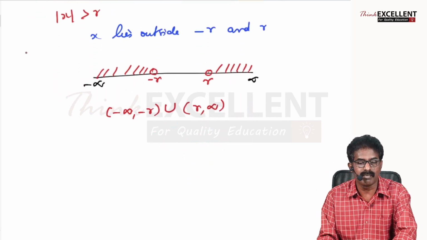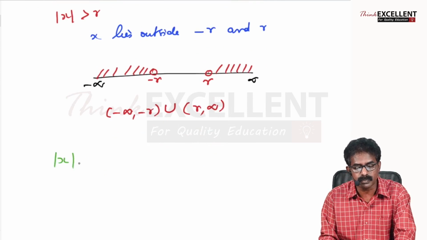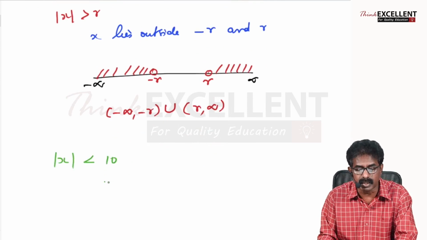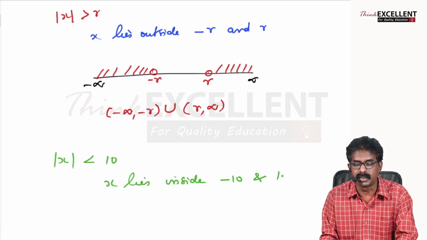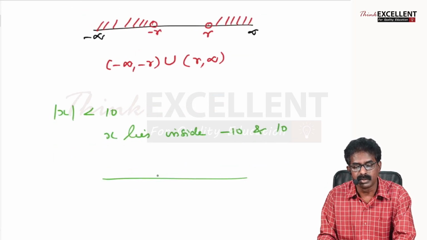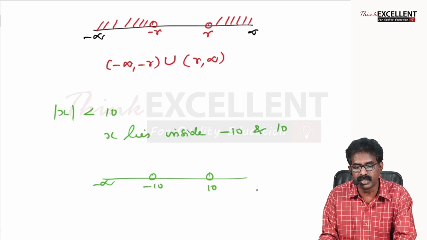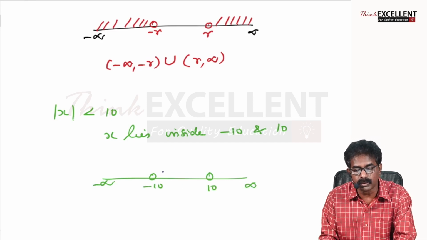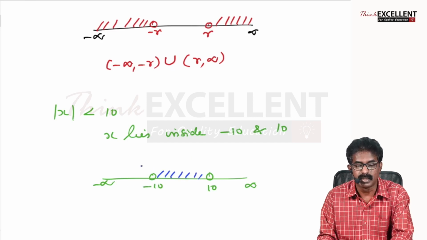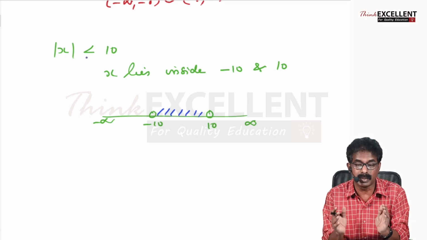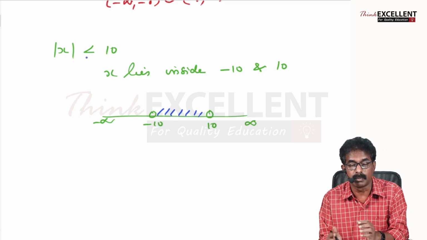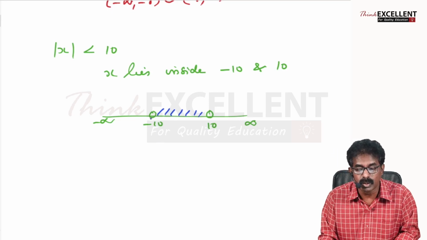So if we get somewhere modulus x is less than 10, what's the meaning? X lies inside or between minus 10 and plus 10. How can you denote it? See, minus 10 is here, plus 10 is here, with minus infinity and plus infinity at the ends, and between them, this portion. Suppose it is less than or equal to, then again x lies between or inside minus 10 and plus 10, but minus 10 and plus 10 are also included, so you have to shade that also.